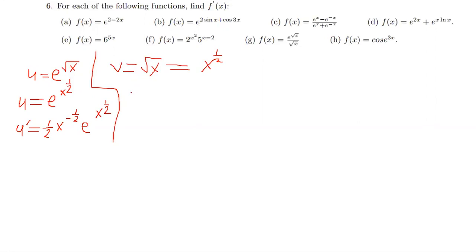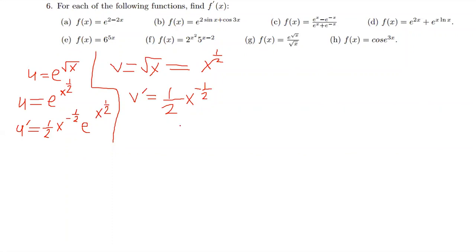Okay, so we also differentiate our v to find v prime. So v prime is going to be equal to half, you multiply that power half with this coefficient 1 there, which is going to give you half times x. Half minus 1, you get negative 1 over 2, like that.